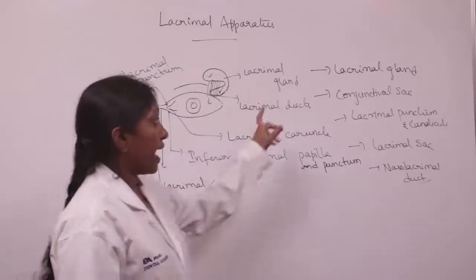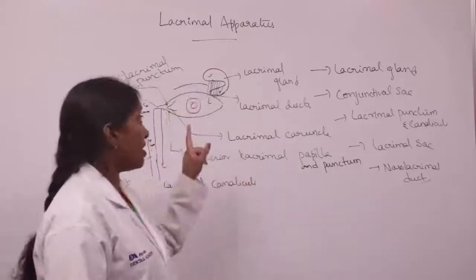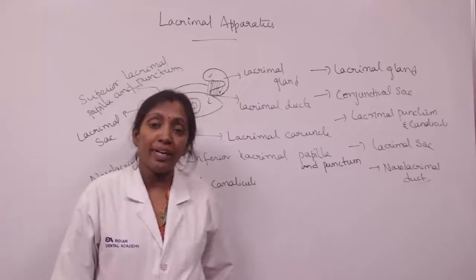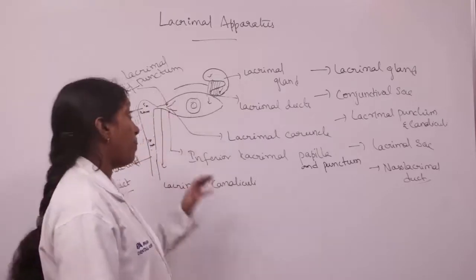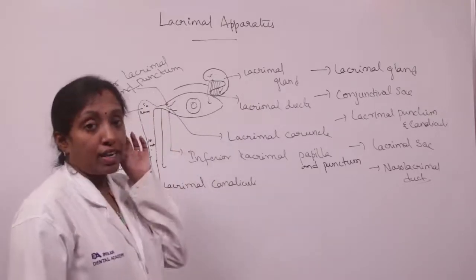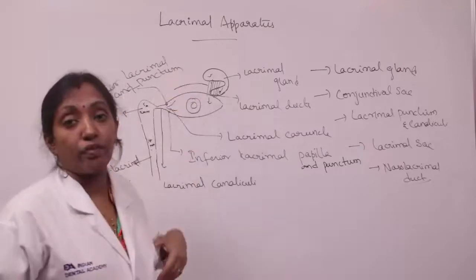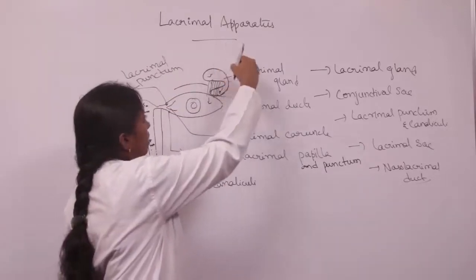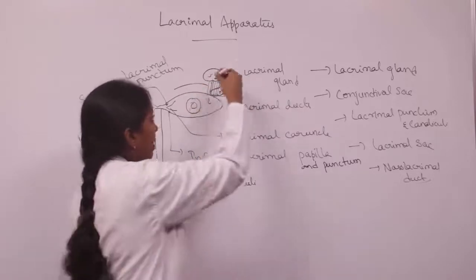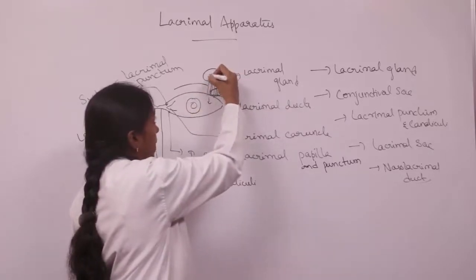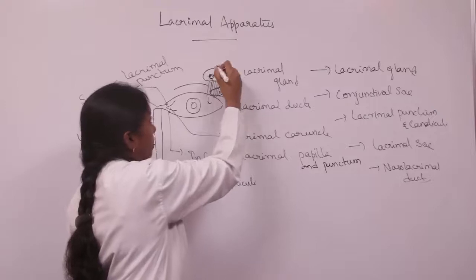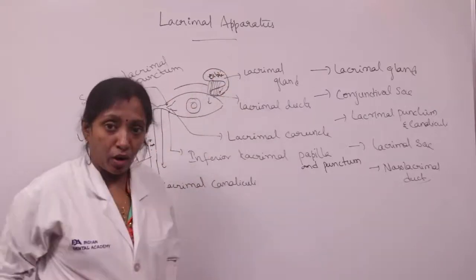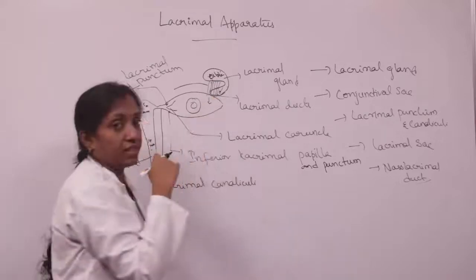And the lacrimal gland consists of two parts, the orbital part and the palpebral part. The orbital part is situated in the orbit, and the palpebral part is situated in the upper eyelid. The gland has 10 to 12 ducts. The ducts from the orbital part of the lacrimal gland pass through the palpebral part also, and they open into the conjunctival sac.